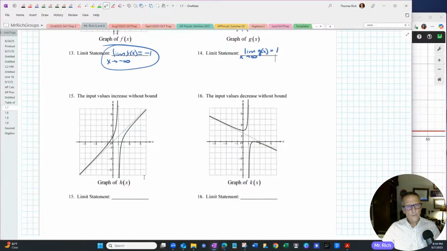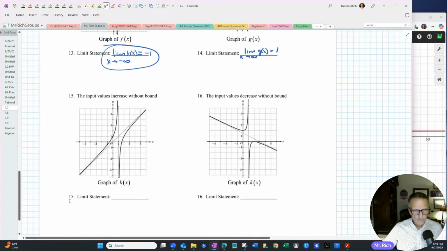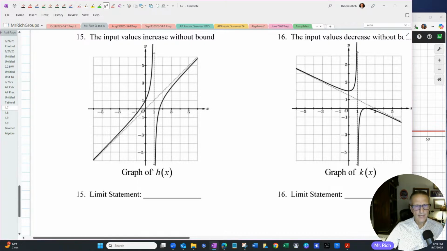All right, so let's go back to the screen here. And before I leave 1.7, I think I will show you one of these slant asymptote problems. Now, we're not going to show you in this lesson how to find the equation of the slant asymptote. That's going to be in a future lesson, but we do want to see what the limit would look like if you did have one of these slant asymptotes.